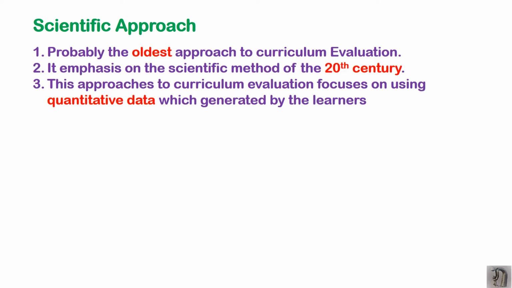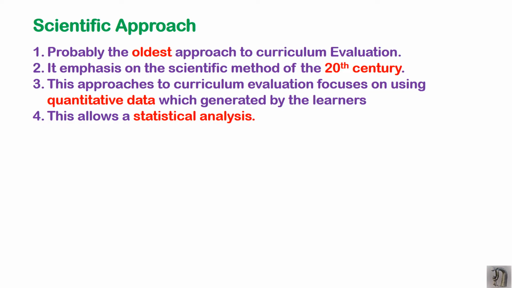See, this approach to curriculum evaluation focuses on using quantitative data which is generated by the learner or the student. When the student writes a test, you will get some marks. That is your data, that is called numerical data or quantitative data. So this scientific approach presents the evaluation result in the form of data like 80%, 90%, or 100%. This allows a statistical analysis. Once you get the data, you have to do a statistical analysis whether it is significant or not significant.